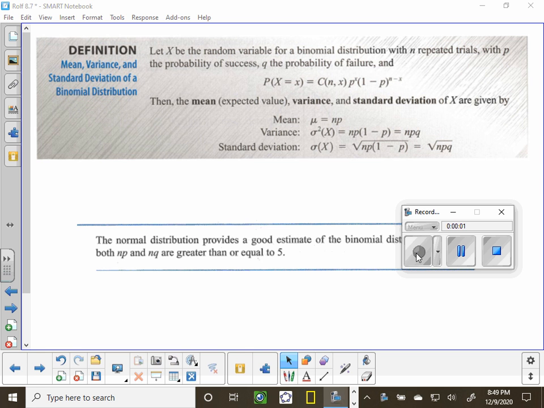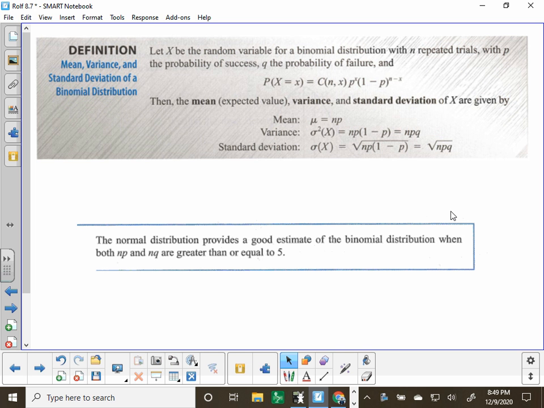All right, this video helps explain the second part of section 8.7 in finite math. So here's the part from the book. Let x be the random variable for the binomial distribution with n repeated trials, with p the probability of success and q the probability of failure. So this is the formula that we worked with before for the binomial distribution. But you can use the normal distribution to estimate this binomial distribution.